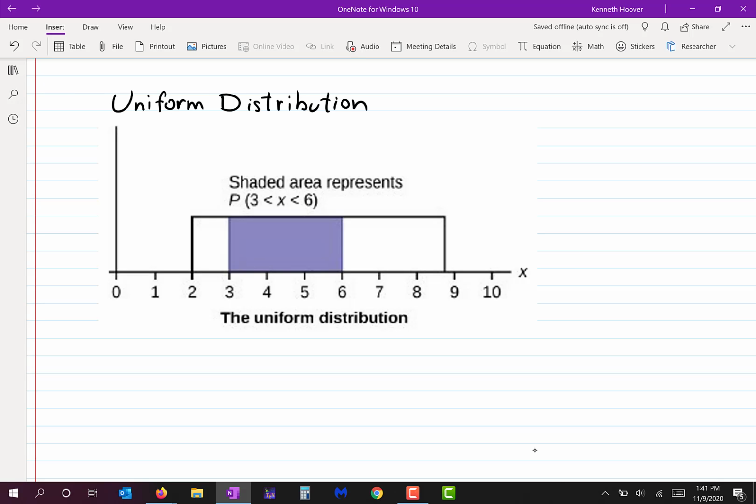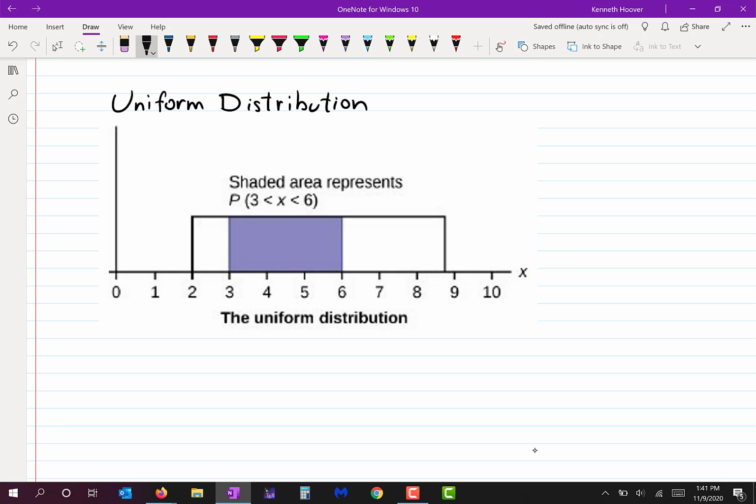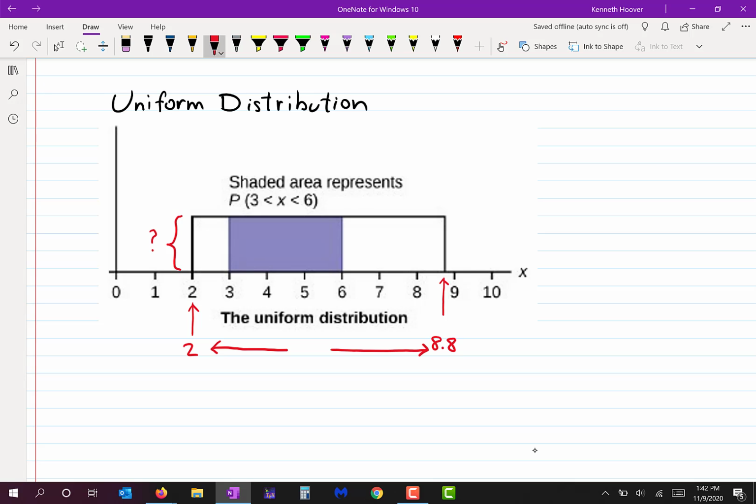So look at this example here. Can you figure out how tall this must be? Let's figure it out. Where is this graph starting? It's starting at 2, right? Where is it ending? It actually doesn't say exactly, but I think it's probably about 8.8, which means this distance across there is a length of 6.8.